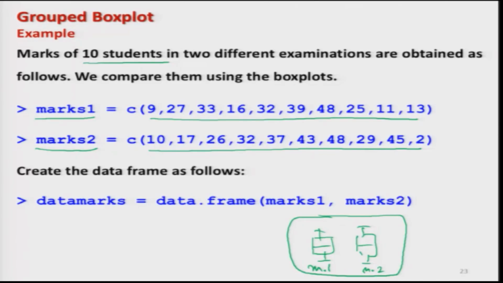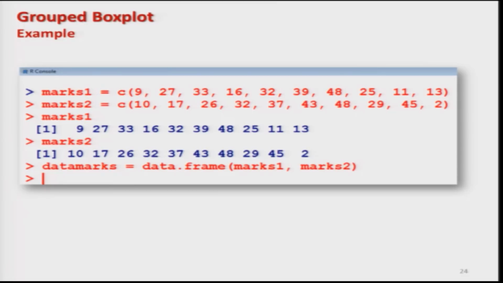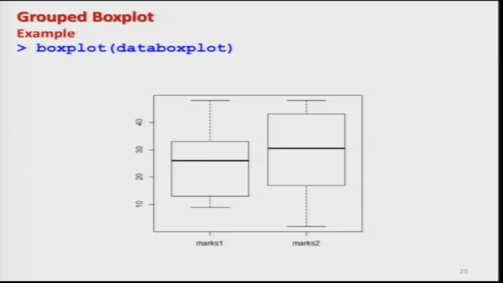In order to do so, first I create a data frame using the command data.frame, and inside the arguments I give the data vectors which I would like to combine, and this data, suppose, I store as data marks. Right. Okay. Now, this is the screenshot of this operation, and now I create the box plot of this data which has been obtained in the framework of a data frame, like this: boxplot of data marks. Now, you can see here that you have a very nice and clear picture.